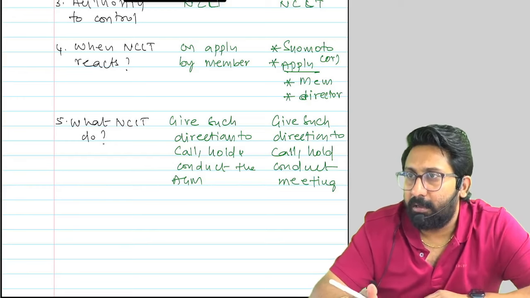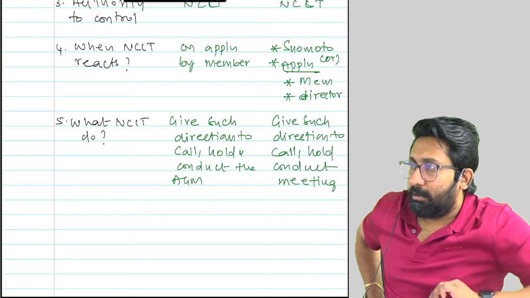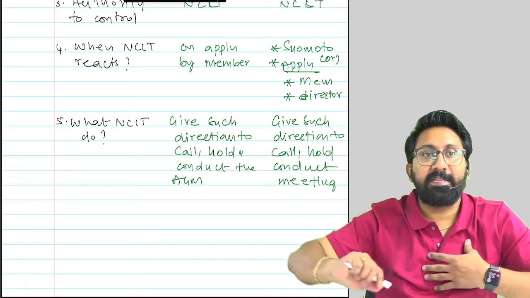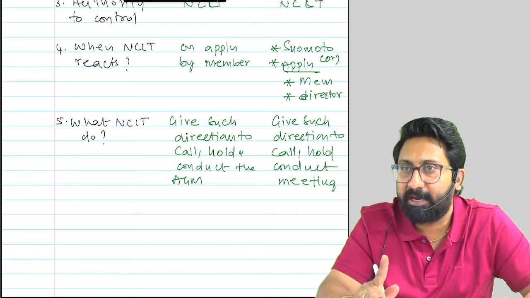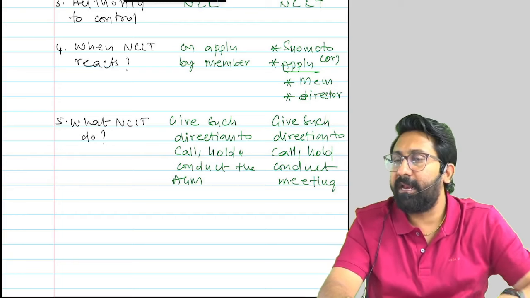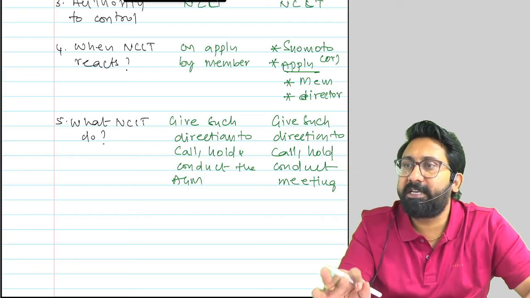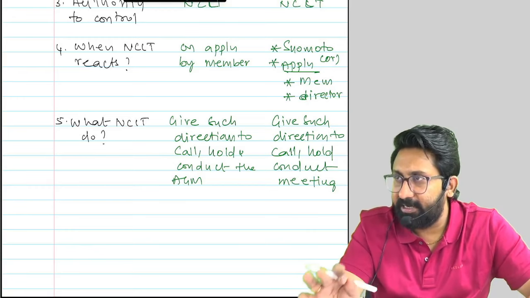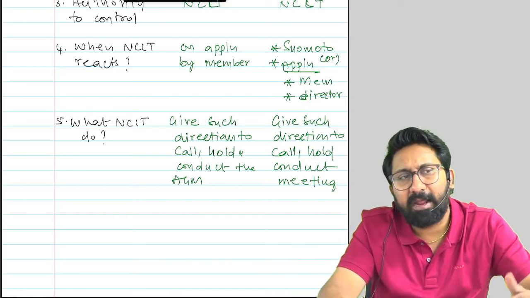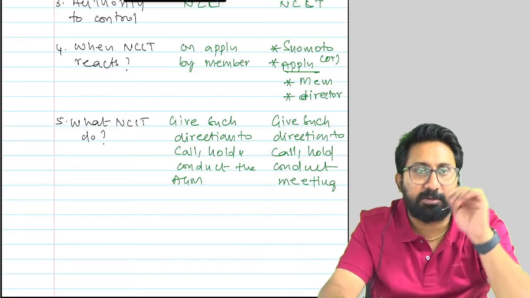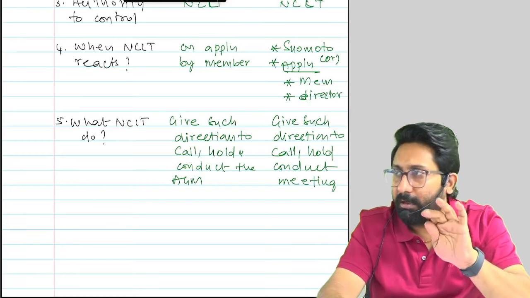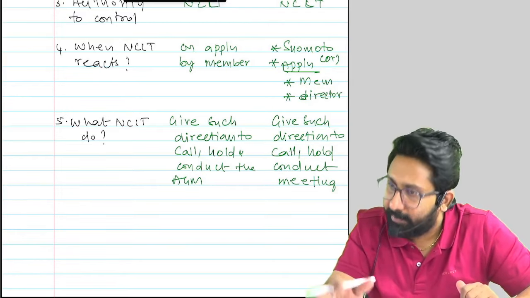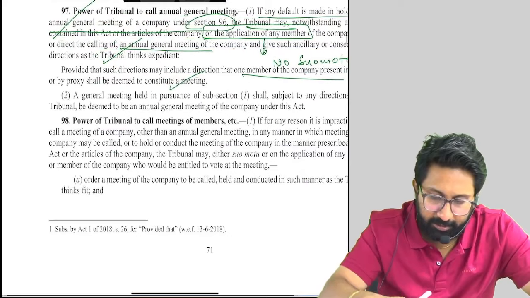Done with it. What did we complete now? 97 and 98. 96 completed, AGM. 97 completed. 98 completed. Now we are going into section 99. Everyone, please answer: if AGM is not held within the time limits under 96, what will happen? An application has to be made to the Tribunal. Who should make the application? A member. Yes or no? Yes, sir. If time limits are not followed, punishment also should be there or not? Yes.